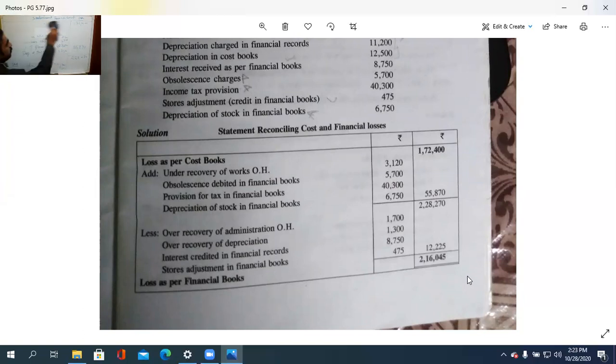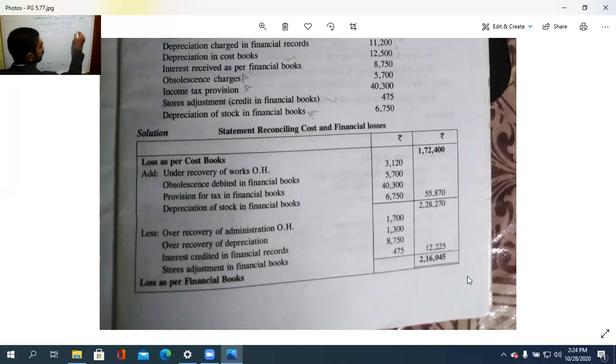Then interest received as per financial books. So interest credited as per financial books. How much is it? 8,750. Then there is stores adjustment in financial books. So it is 475. Take the total of all these.